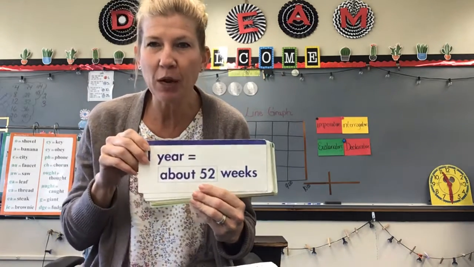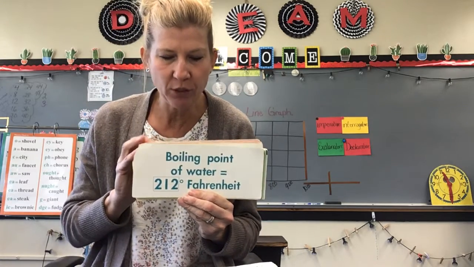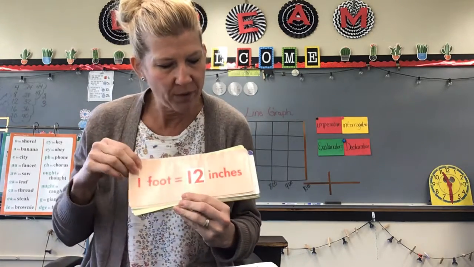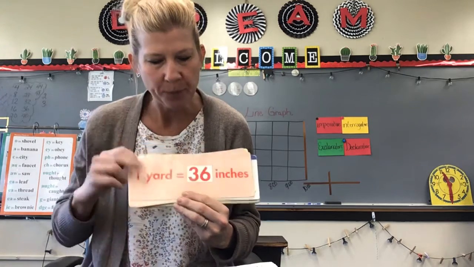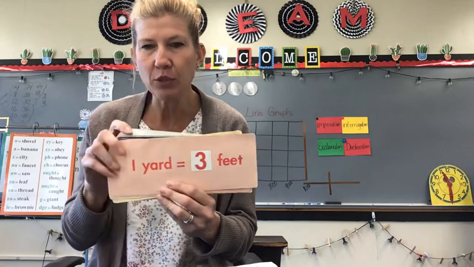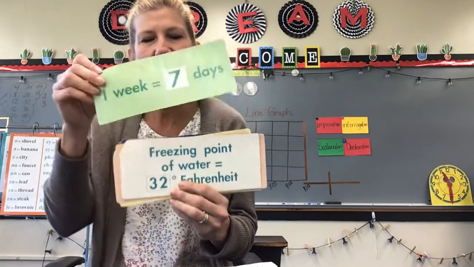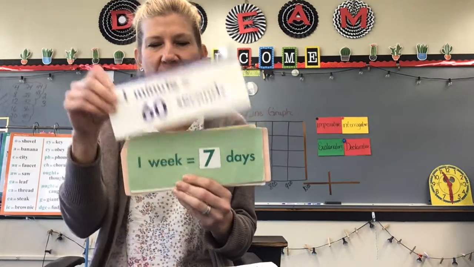1 year equals about 52 weeks. Boiling point of water equals 212 degrees Fahrenheit. 1 foot equals 12 inches. 1 yard equals 36 inches. 1 yard equals 3 feet. Freezing point of water equals 32 degrees Fahrenheit. 1 week equals 7 days.